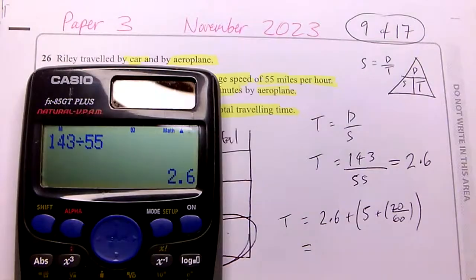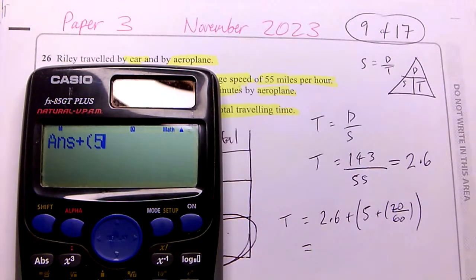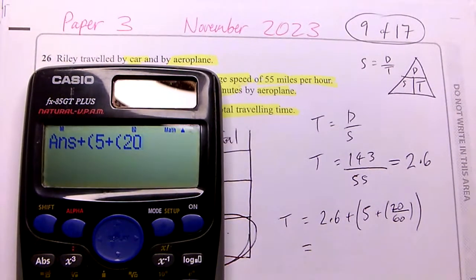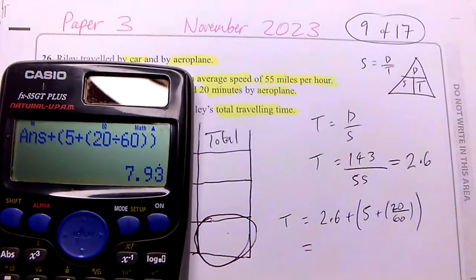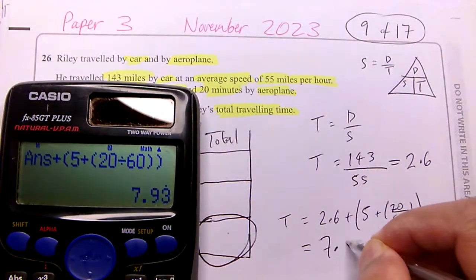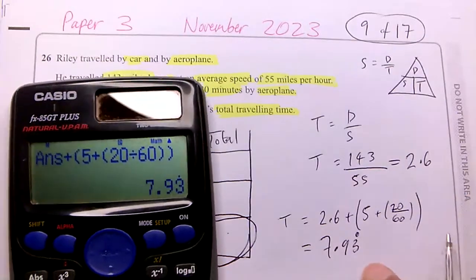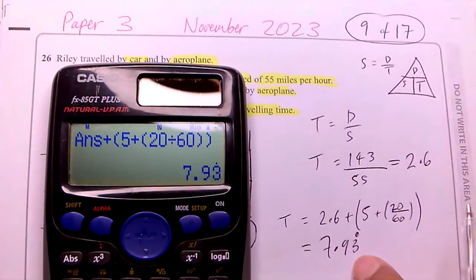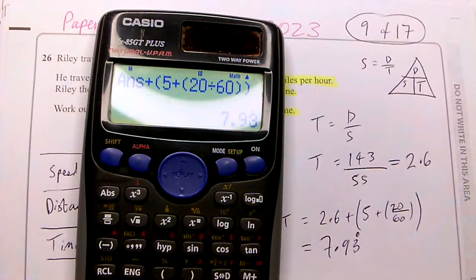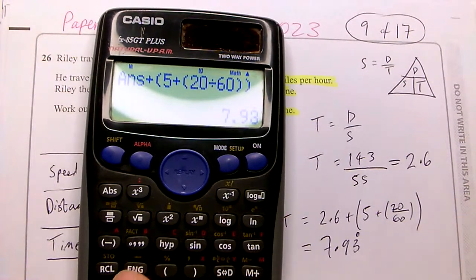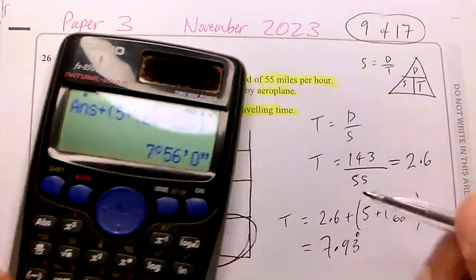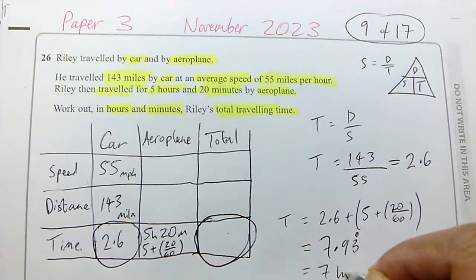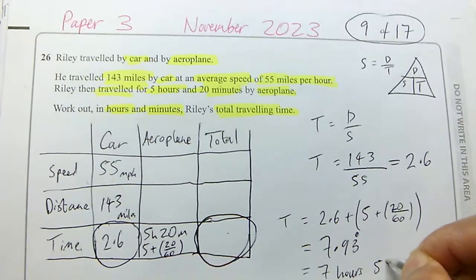So if I do that, 5 plus bracket, 5 plus 20 divided by 60, close bracket, 7.93. Now this is as a decimal. Remember, I need to change it in terms of minutes. So I can just press this button here, the one that has the speech marks, that converts it for me. 7 hours and 56 minutes.